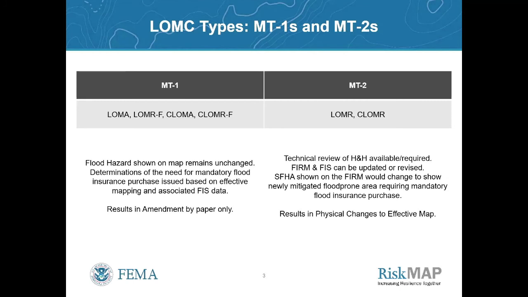MT2 requests, on the other hand, are more complex and typically involve an engineering study or an H&H review by FEMA in order to physically change or update the effective map and the effective flood insurance study. So the result from the MT2 is the FIRM is actually physically changed and updated to show the changes made for the project.